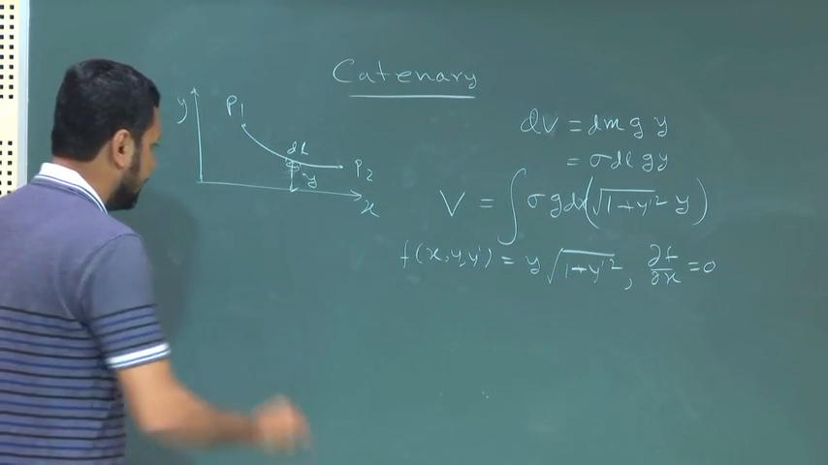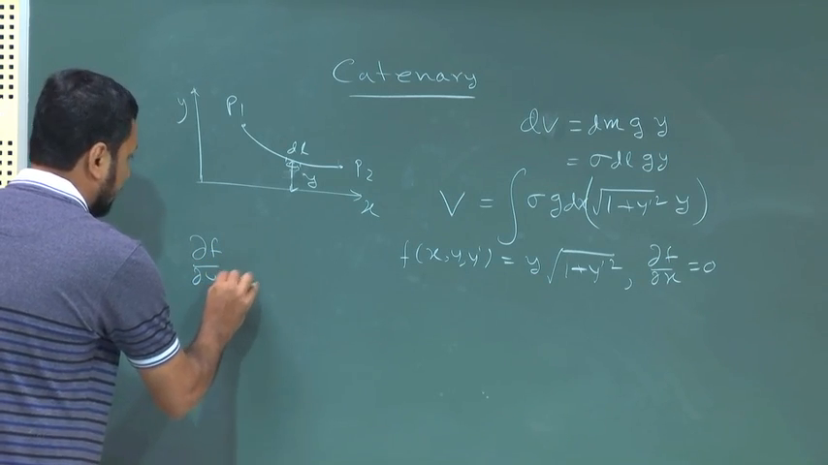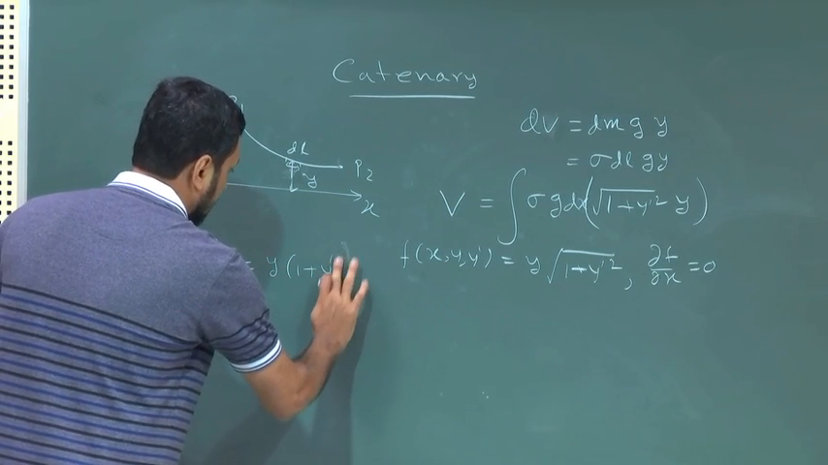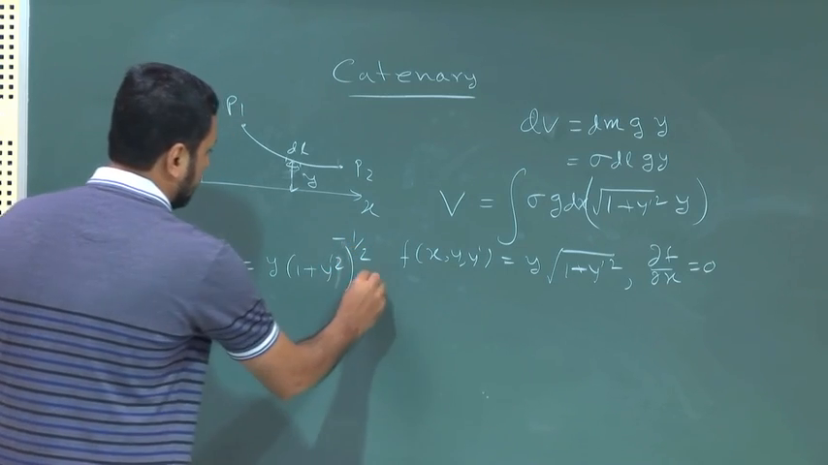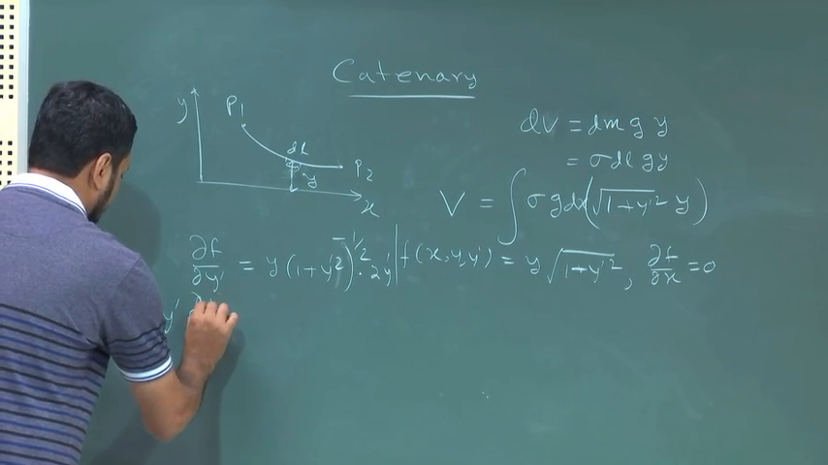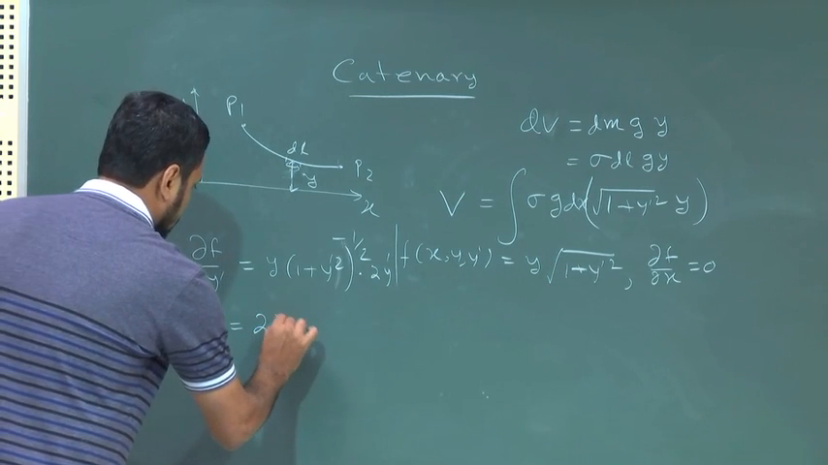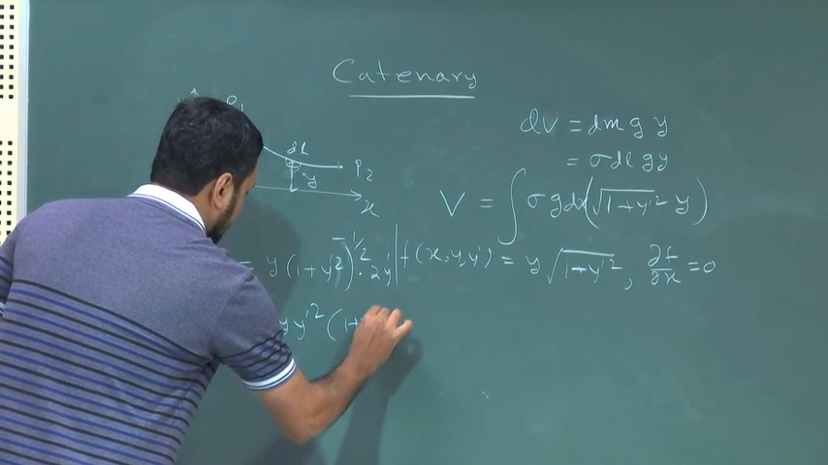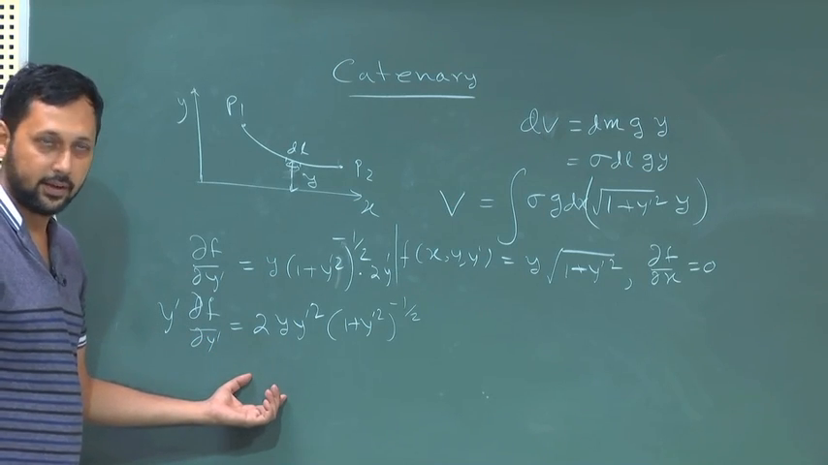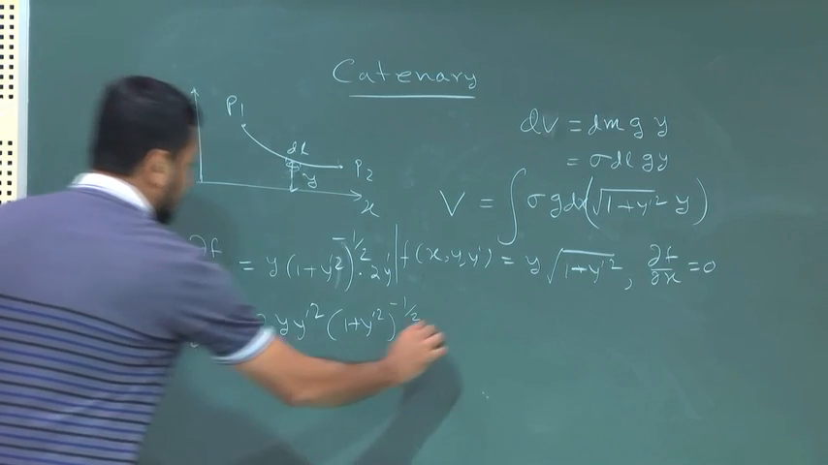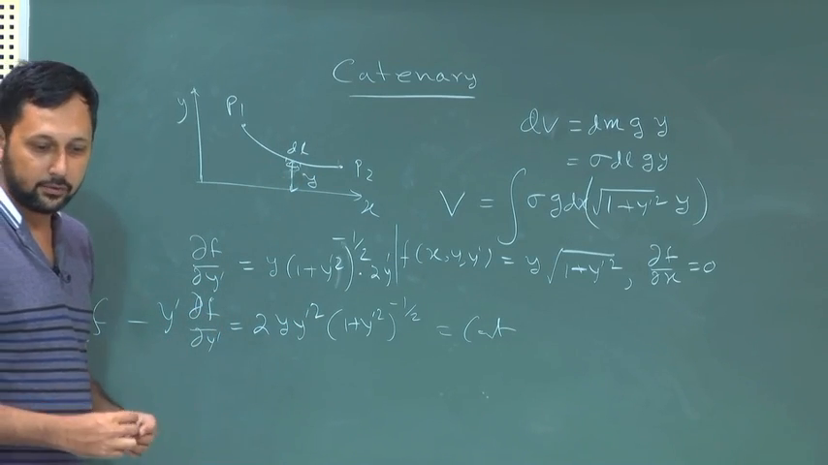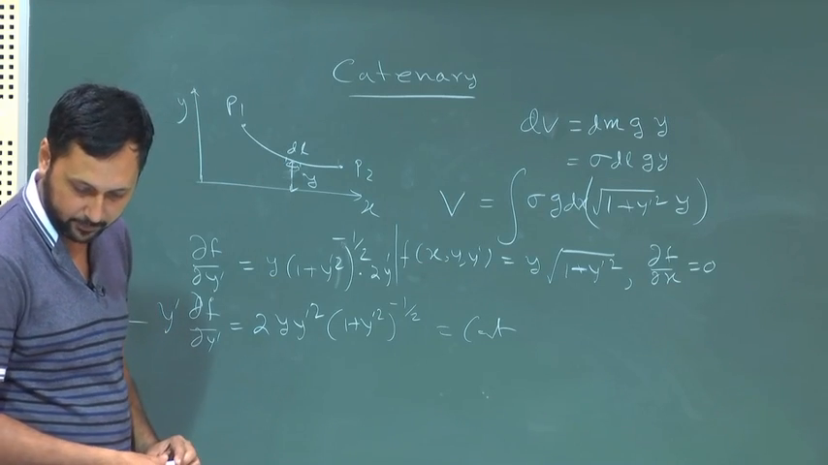From here all we need to do is find del f del y prime, which in this case will be y times 1 plus y prime square to the power minus half into 2 y prime, right. So, del f del y prime is 2 y prime square times 1 plus y prime square to the power minus half. And we have to use the Beltrami identity once again, f minus y prime del f del y prime is a constant, and once again there will be some algebra associated with it, and the final equation which I will get is simply this.